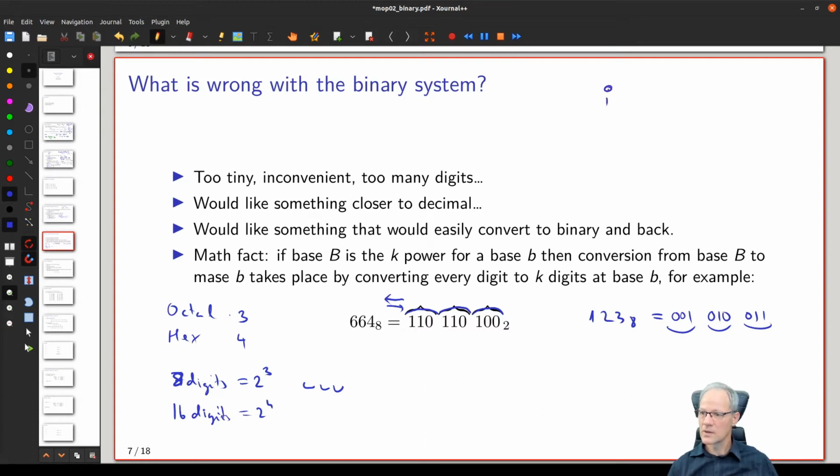So 0, 1, 2, 3, 4, 5, 6, 7 in octal is the same as 0, 0, 0, 0, 0, 1, 0, 1, 0, 0, 1, 1, 1, 0, 0, 1, 0, 1, 1, 1, 0, and 1, 1, 1. Okay? As simple as that.